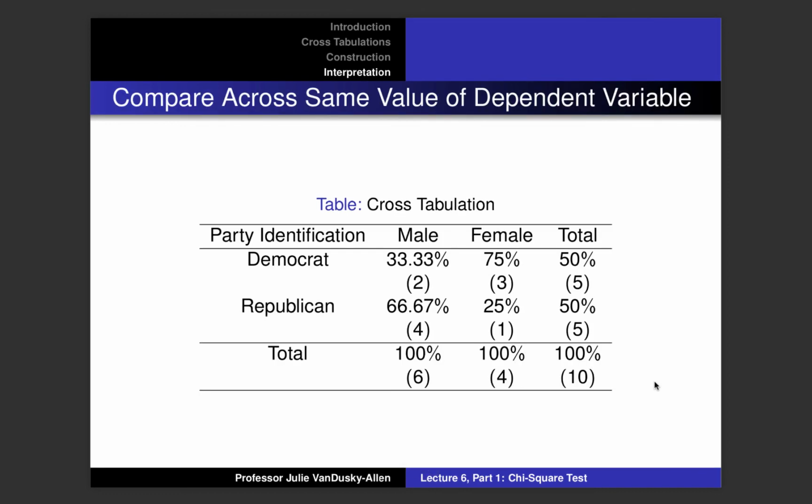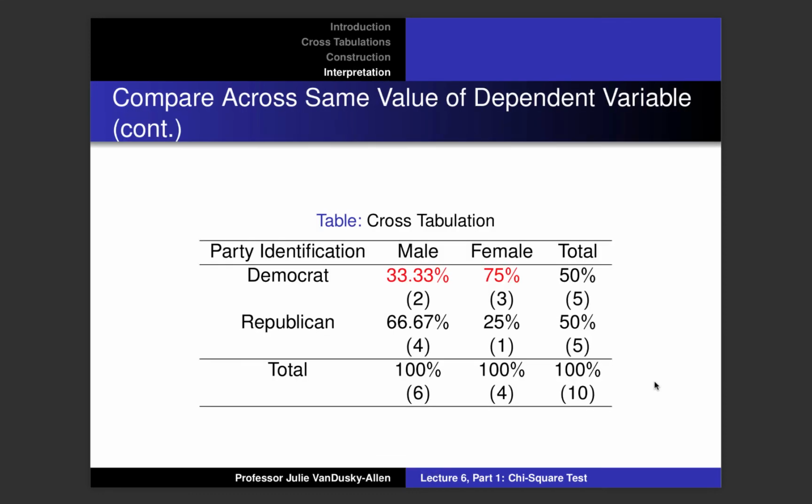In order to interpret the cross-tabulation table, you must compare cases across the same value of the dependent variable. Many students forget how to do this, so it is really important that you remember this. Otherwise, you will not know how to interpret your cross-tabulation.